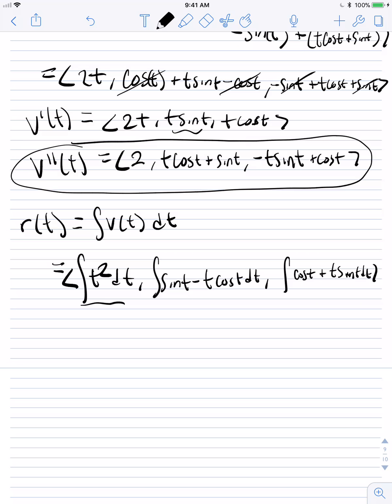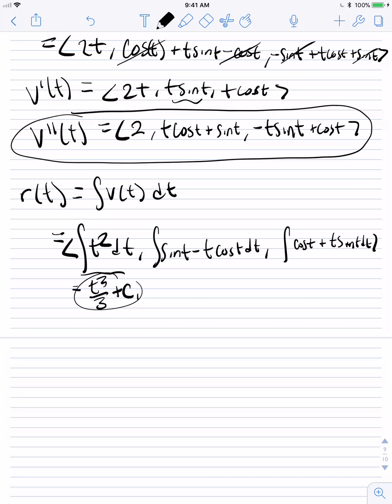So we can do the first one. First one's pretty easy. First part of this would be t cubed over 3 plus some constant. We'll call that c1. So that's the answer to the first component.